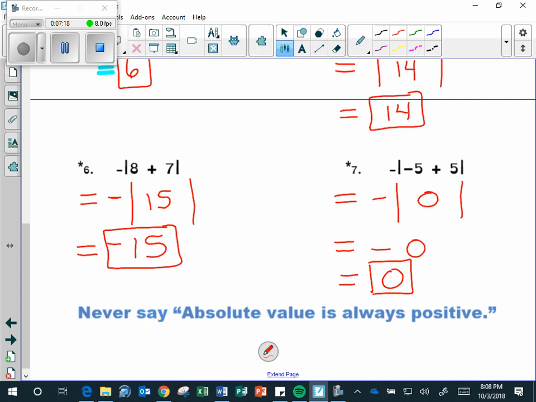So at the bottom I just wrote a statement. It comes up a lot, and I'll hear students say absolute value is always positive, and that's just simply not true. It is, except when the absolute value is equal to 0. So to be true all the time, you would say absolute value is always non-negative.